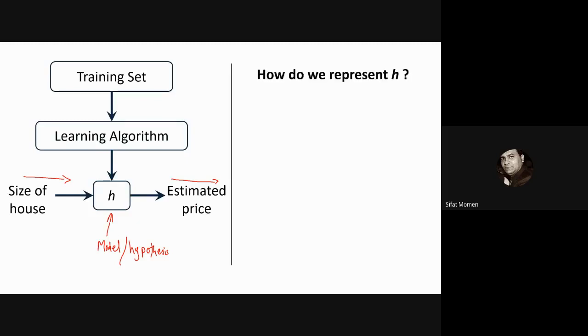Now the question is really very important. How do we represent this model?